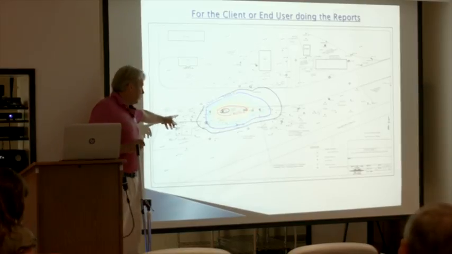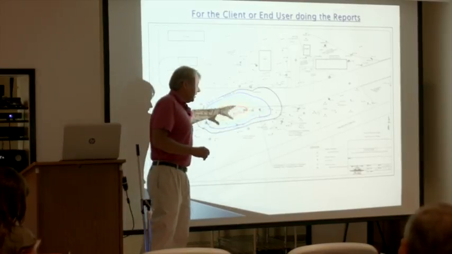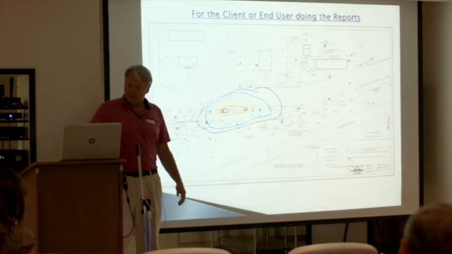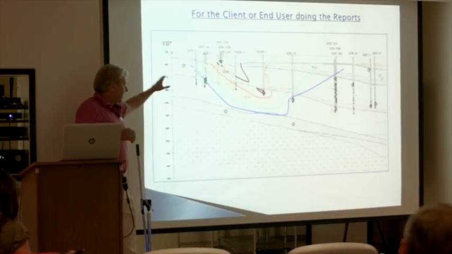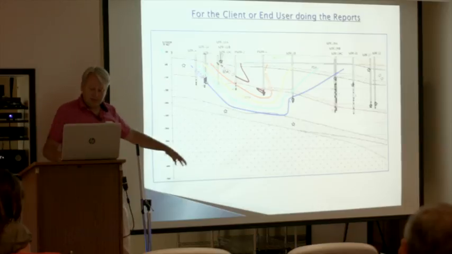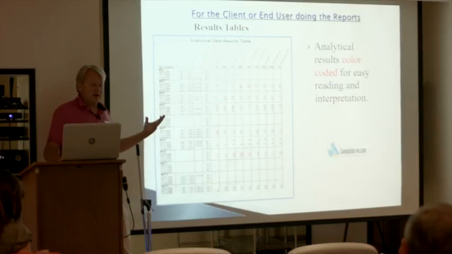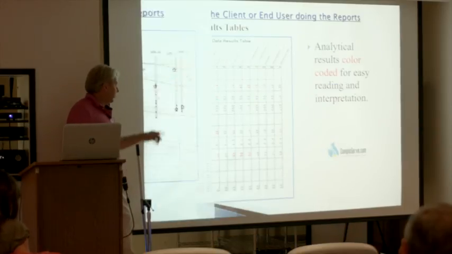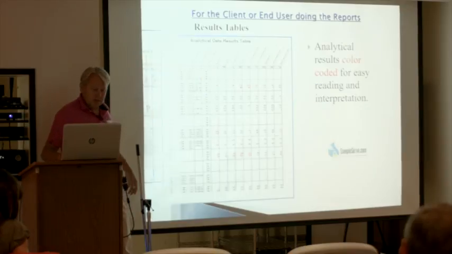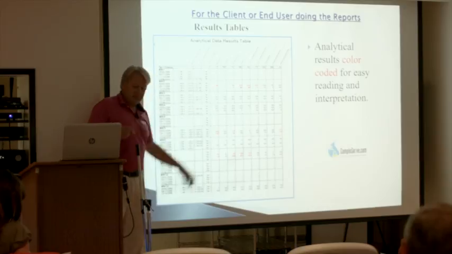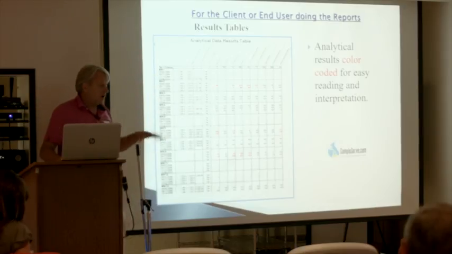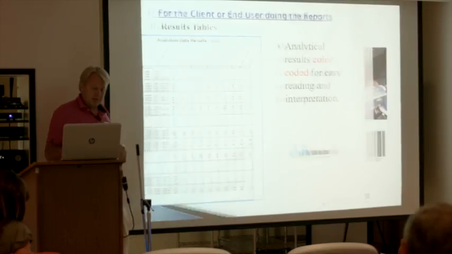This is what's called an isochemical contour. We take that data and show you where the hot spot is. We can also plot our data on a cross section so you can see how deep the contamination goes. All of this is done in just a matter of seconds. We can do tables showing just the raw data and show you where the exceedances are. Again, the software color codes everything automatically.